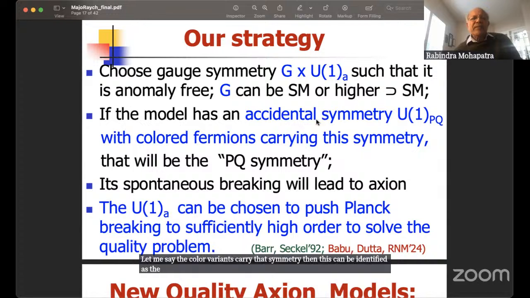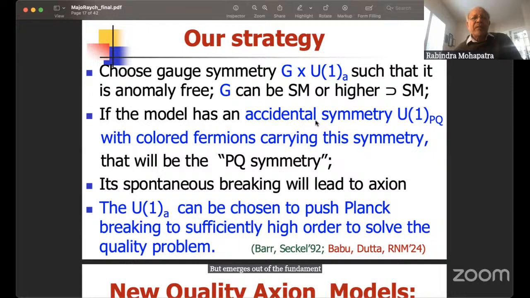Okay, so in other words, an interesting feature of this class of models is that the Peccei-Quinn symmetry is not put in by hand, but emerges out of the fundamental construction of your theory for the electroweak sector. I think that's a very interesting feature of this class of models. The global PQ symmetry is a consequence of the gauge theory that you build.